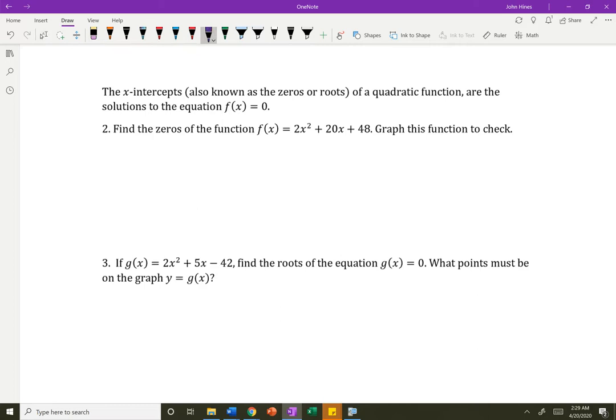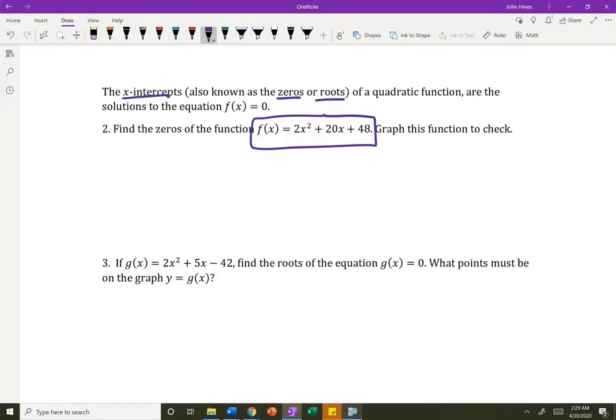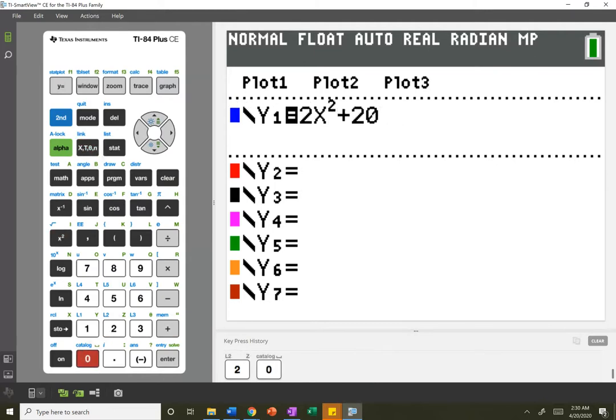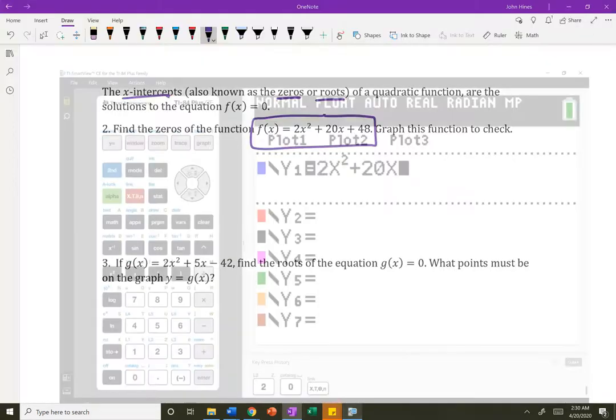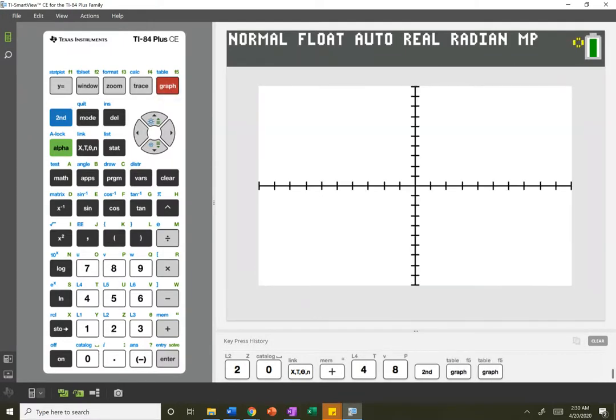So like I've said before, the x-intercepts are the zeros. They're the roots of a parabola. So find the zeros of this function. I could use the quadratic formula. I could complete the square. I could factor. Or, wait a minute, I could just pull out my calculator and type it in. 2x squared plus 20x plus 48.